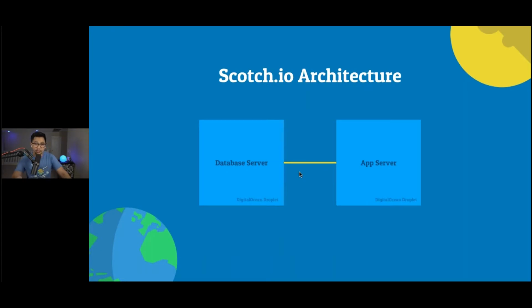Let's talk about how JAMStack works in the Scotch architecture. If I were to rebuild Scotch today, which I am very tempted to do, I don't know, rebuilding is so fun for me. We've rebuilt Scotch like 9 times in 5 years. But here we go. We have a database server and an app server. I kind of switched them around.